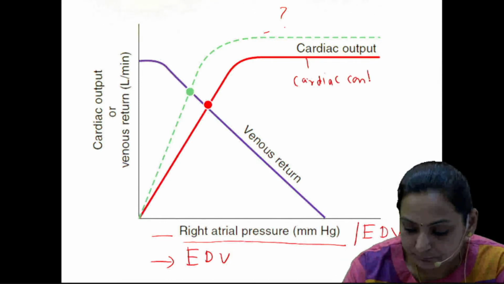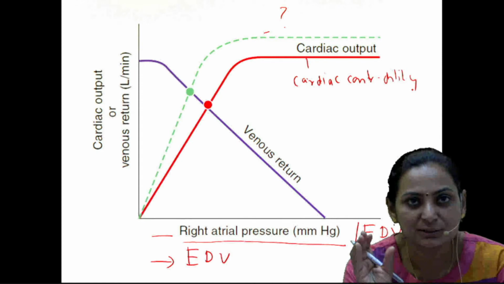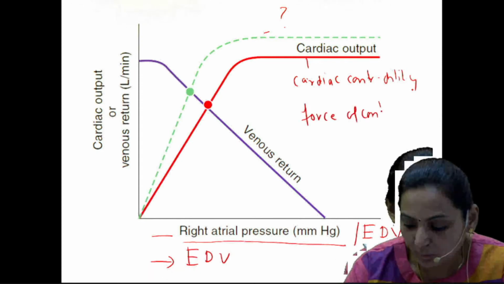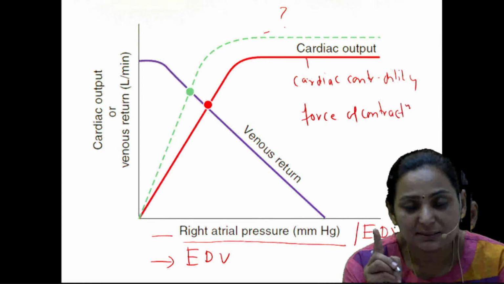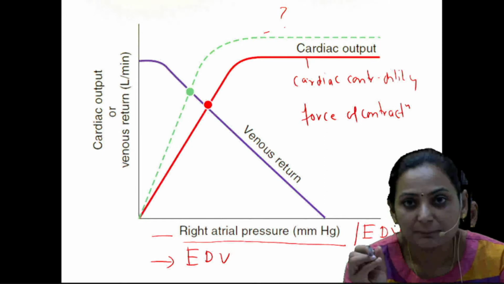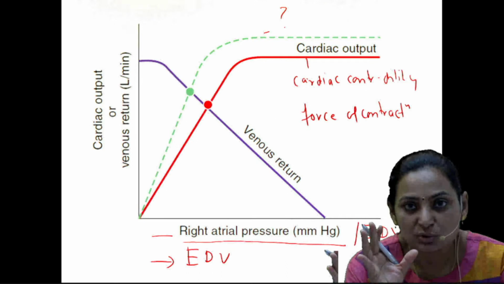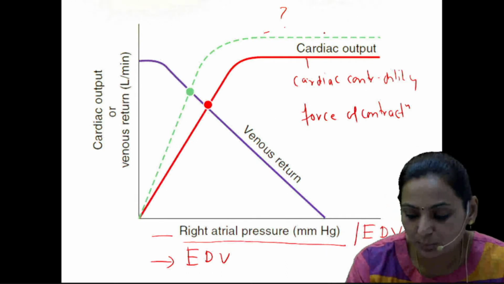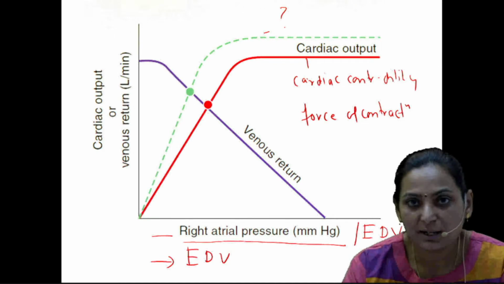Cardiac contractility, that means it depends mainly upon the force of contraction of the heart. That means what? Suppose if there is sympathetic stimulation, the force of contraction will increase. If the force of contraction increases, the cardiac output will increase.